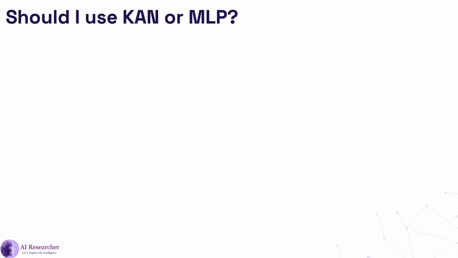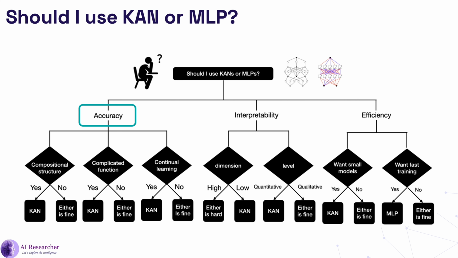So the next is about, should I use KAN or MLP? The slide here presents a decision making framework to determine whether we should use KAN or MLP based on various criteria. The first criterion is accuracy, and in accuracy you see three different things. First is compositional structure. If your problem requires modeling compositional structure, go with KAN. Second is complicated functions. If problems involve complicated functions, prefer KAN. Then continual learning: KAN is recommended if your task involves continual learning.